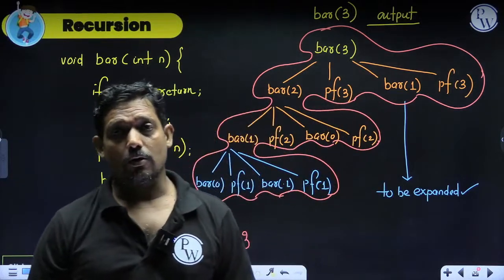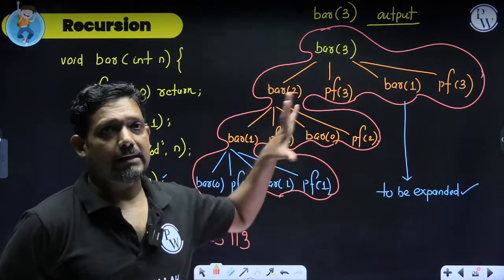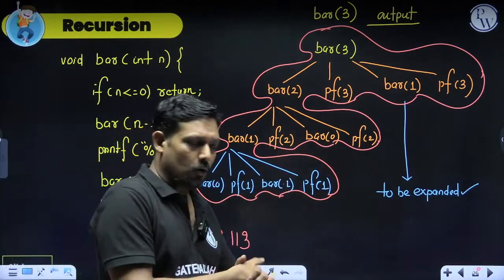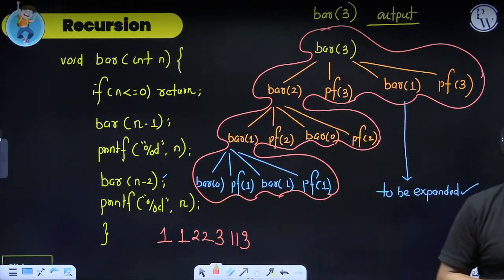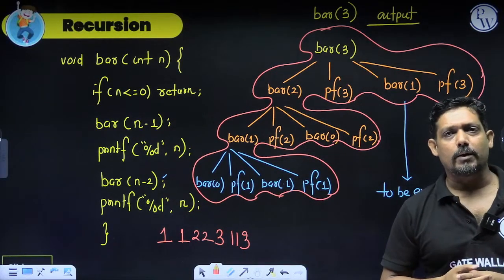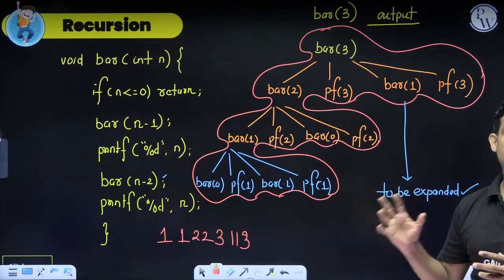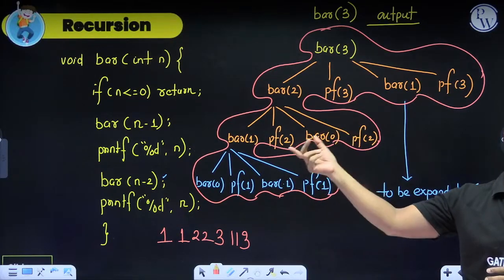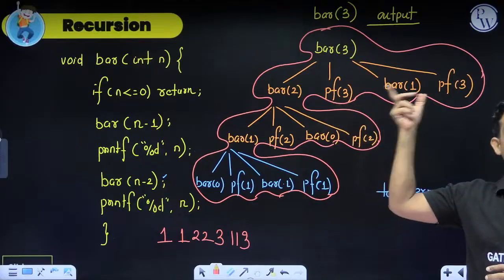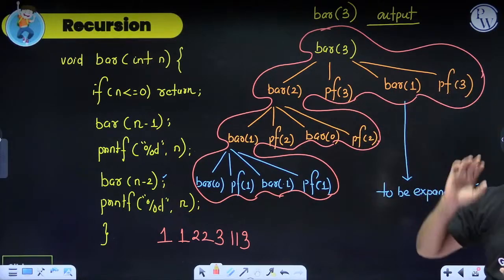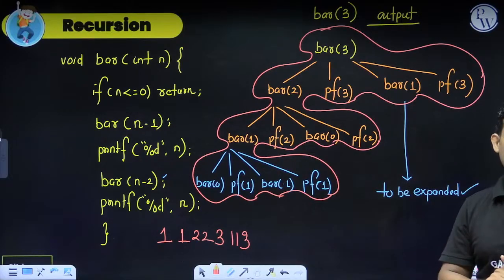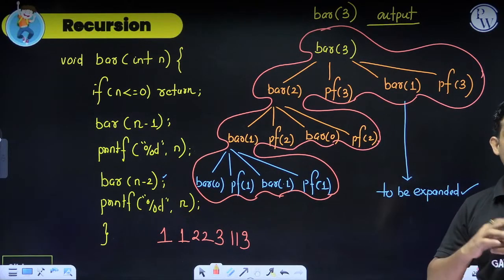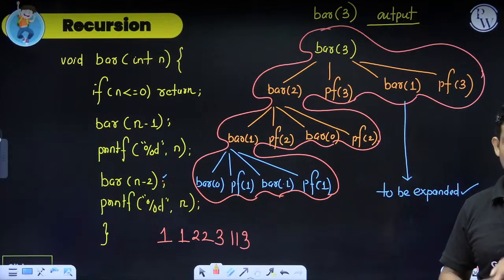Honestly, give me your feedback, comment whether you are able to follow this particular problem. This is 1 1 2 2, then 3, then again 1 1, and then again 3. So 1 1 2 2 3, and then 1 1 3. Are you able to follow?